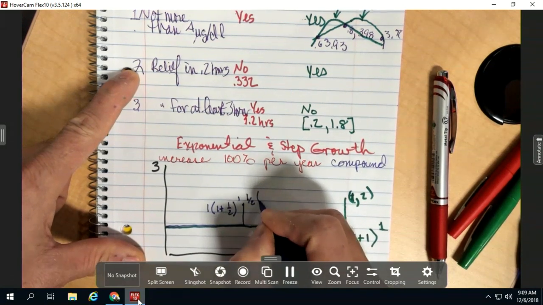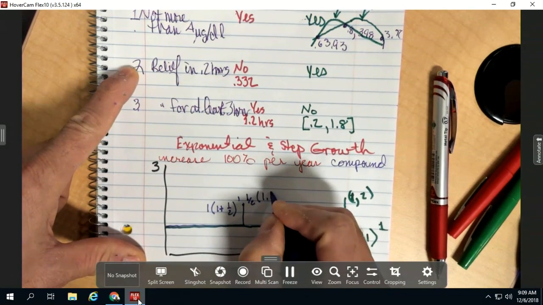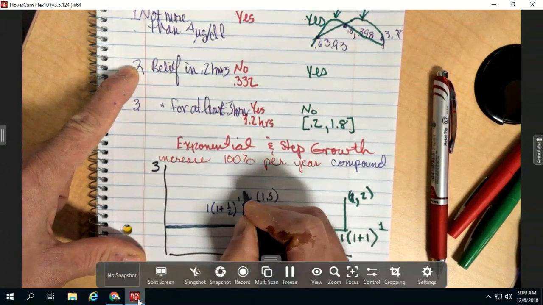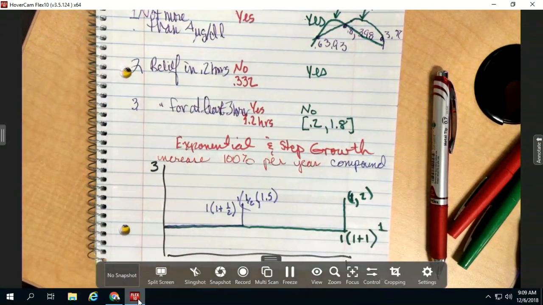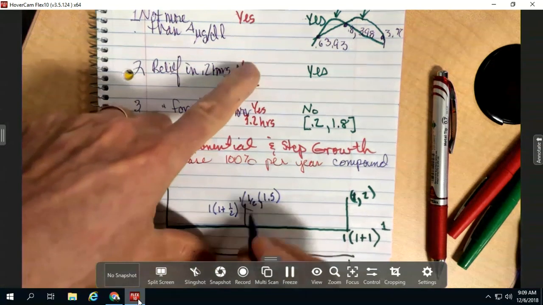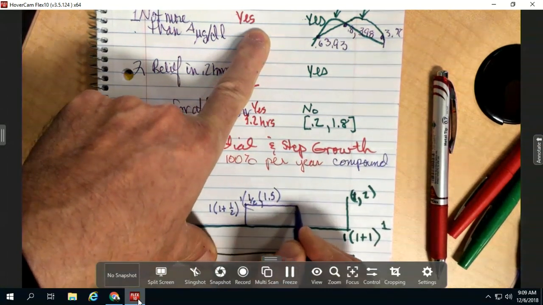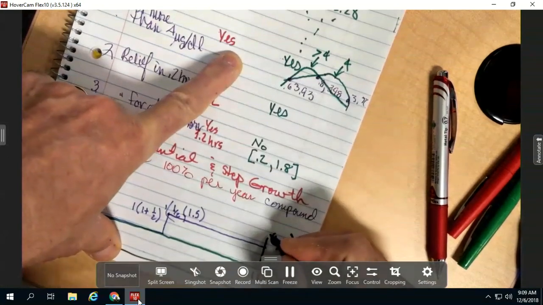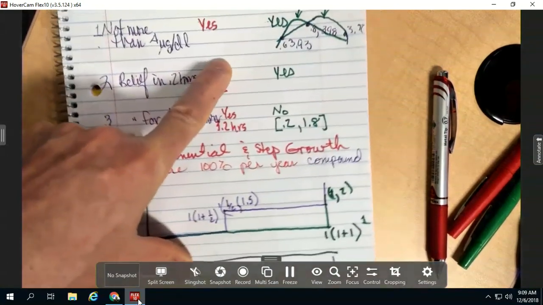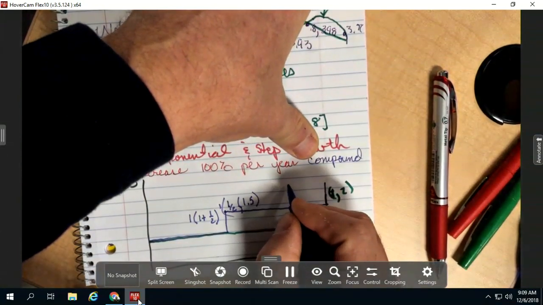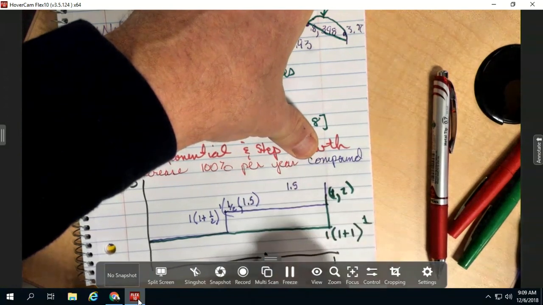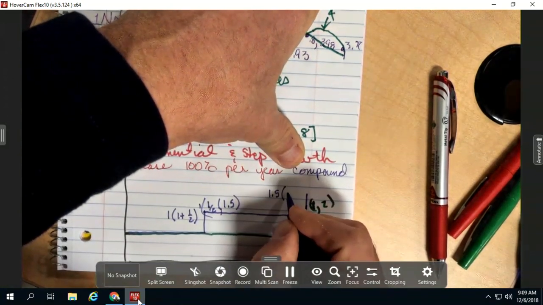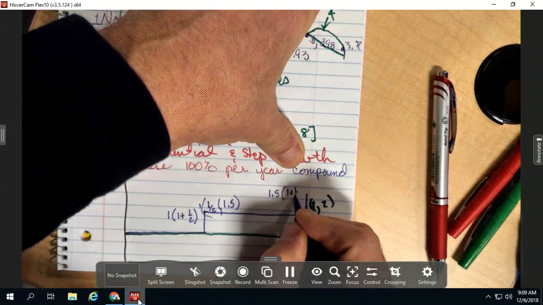Halfway through the year, I have 1.5, right? Because I took my 1 times 1 plus a half, 1.5. Got it? Then, at the end of the year, I go along all the way till the end of the year, and now I do the exact same math again.